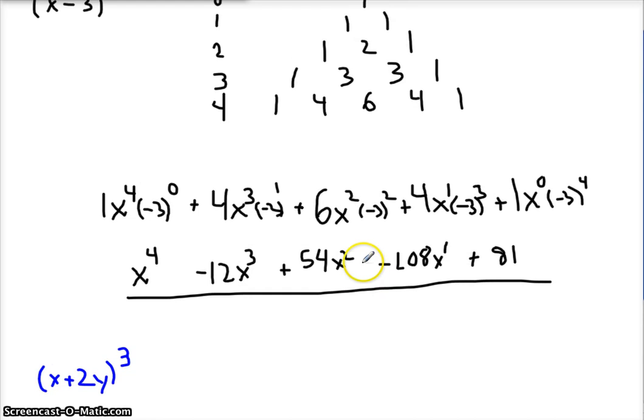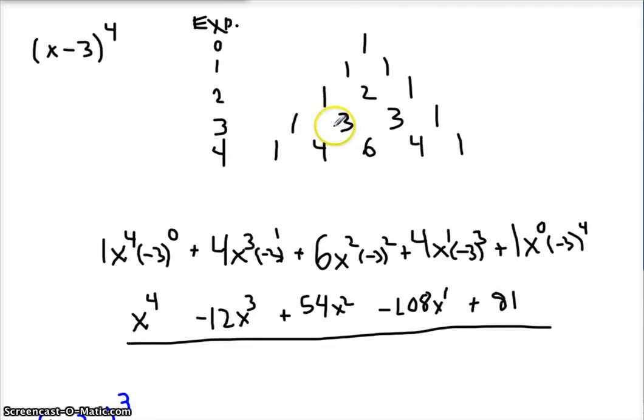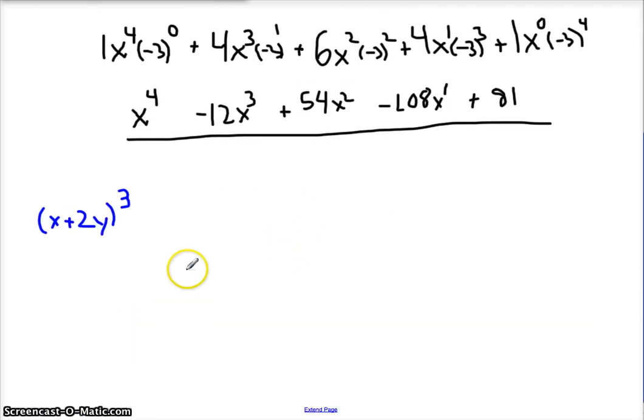Well, if I look back up here at my row, I know my answer is going to be 1, 3, 3, 1. Those are the coefficients for my answer. So once again, I'll just write those real big for me. 1, 3, 3, and then 1 there. Okay, so same process. I'm going to take my first term here of the binomial, which is x, and I'm going to start with the exponent I'm taking it to, which is 3, and I'm going to work my way down. So I have x to the 3, I now have x to the 2, I now have x to the 1, and then finally x to the 0. Remember, x to the 0 is going to end up equaling 1.